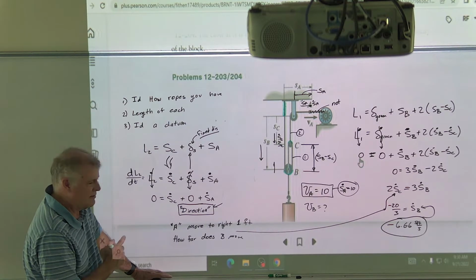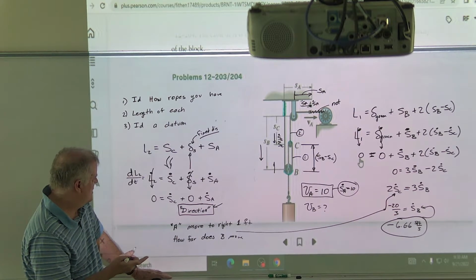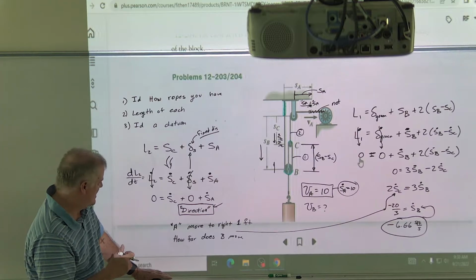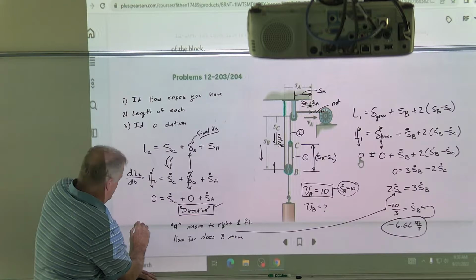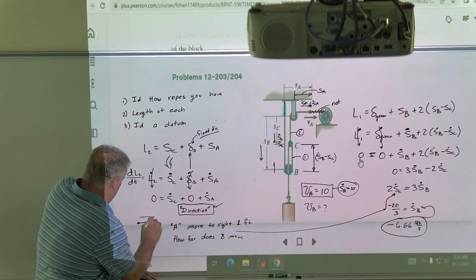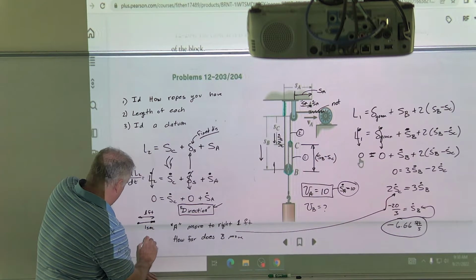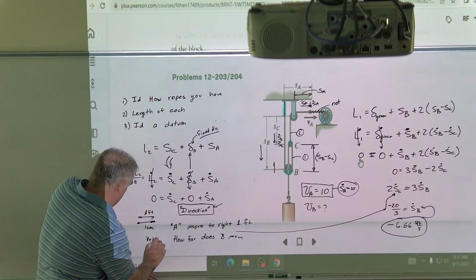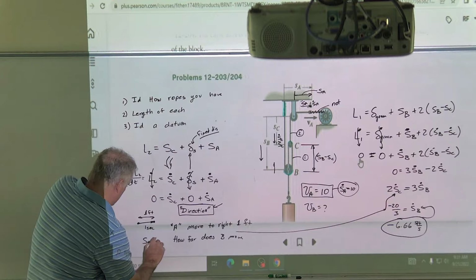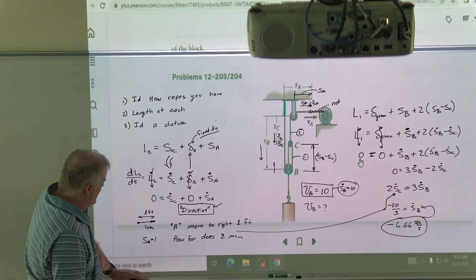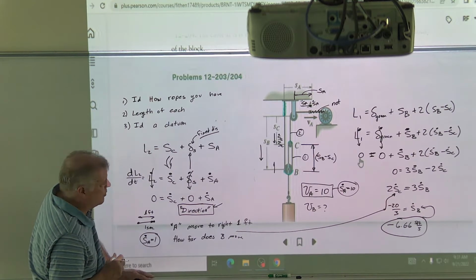He didn't tell you how long it took A to move. So, in my mind, I'll just say it took 1 second. If it took 1 second for A to move to the right 1 foot in 1 second, then the velocity would just be equal to, here, I'll just write it down that way. SA would just be equal to 1 over 1, or 1. Now, SA dot, in other words, would be just 1.